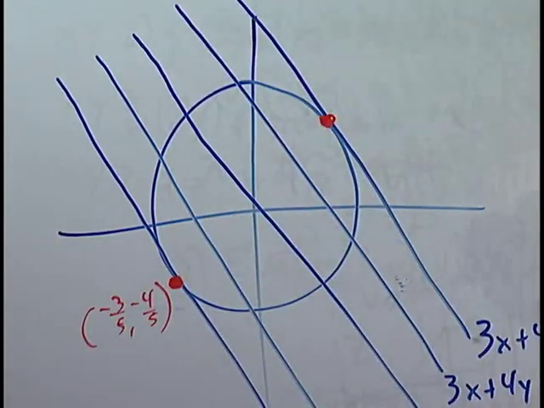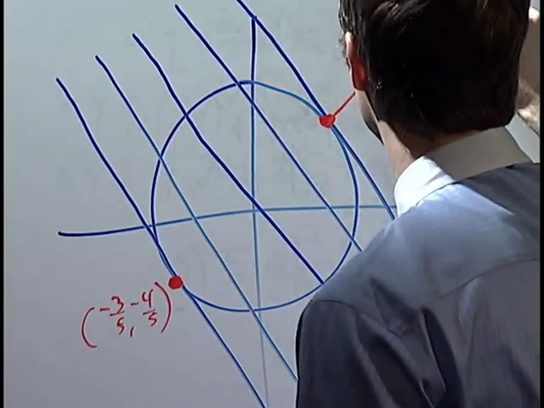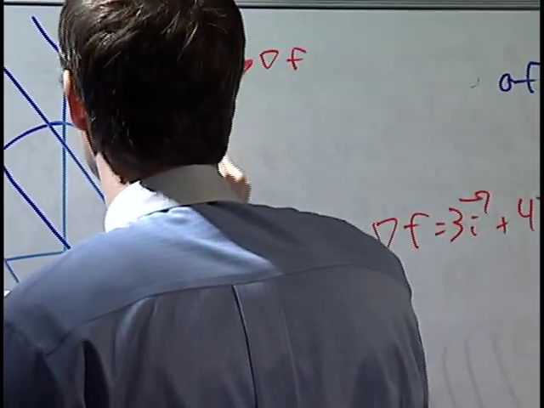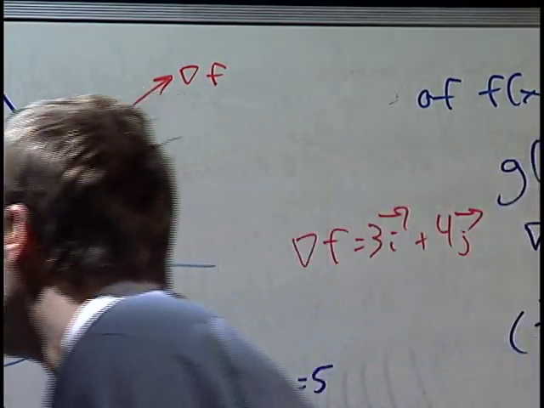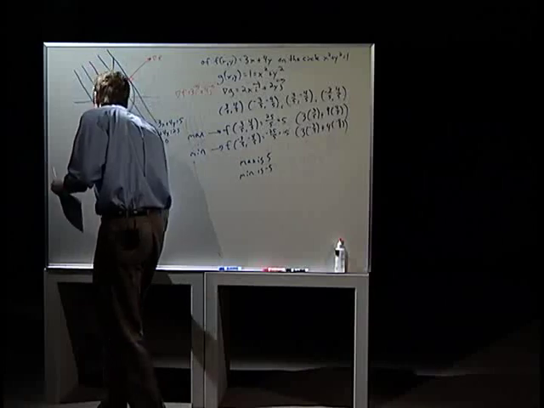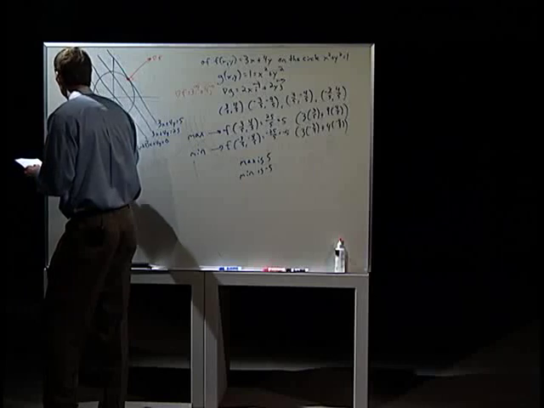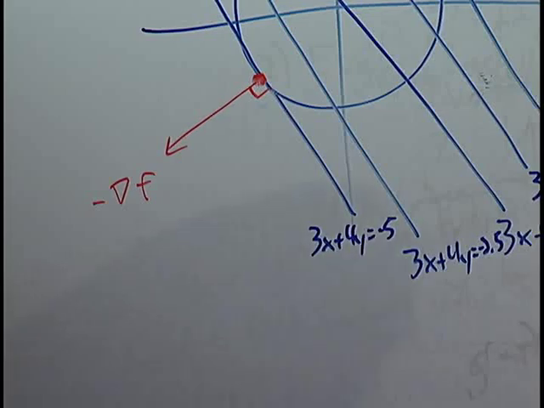So what's the gradient of f? I erased it, but the gradient of f was 3i plus 4j, right? That's a vector that points like that. So this is the gradient of f, and notice that it's orthogonal to the level curve right there. Down here, we see the exact same behavior, only it's negative. So this is the negative gradient of f, and again, it's orthogonal to the level curve.